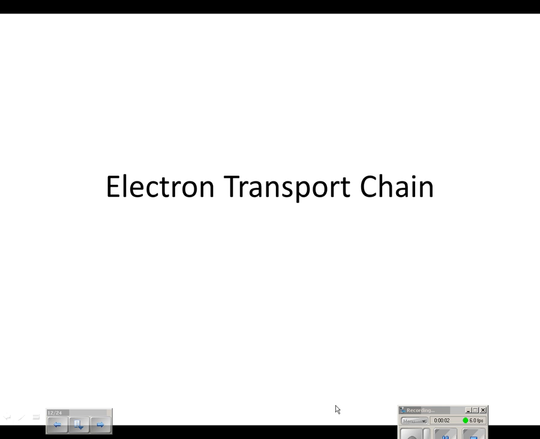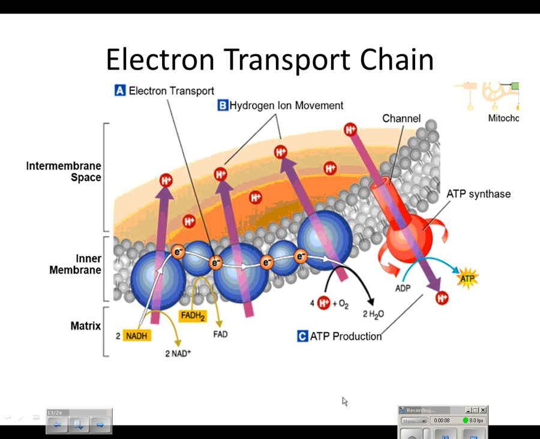Let's take a look at the last phase of aerobic cellular respiration, and that's the electron transport chain. So this diagram should look a little bit familiar. It's very similar to the one that you saw in photosynthesis across the thylakoid membrane. And we have the matrix, which is that fluid inside the folded inner membrane. This is the inner membrane here, where all those folds happen. And this is the inner membrane space.